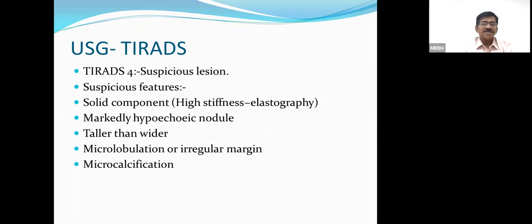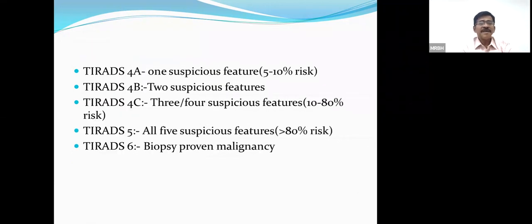So what are the important suspicious features in sonography? As I already said, this includes a solid component, high stiffness on elastography, markedly hypoechoic nodule, taller than wide, microlobulation or irregular margin, and microcalcification. So there are 5 important suspicious features. Next. THYROID 4 is classified as 4A, B, C, depending on the number of suspicious features present.